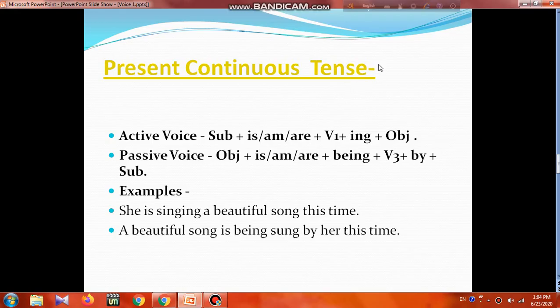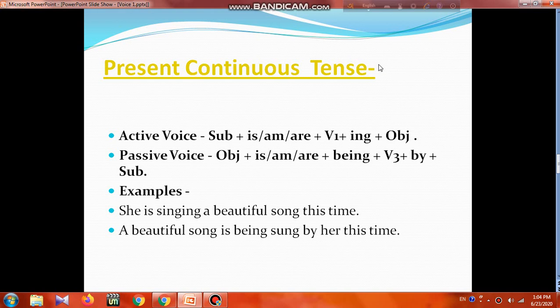So welcome to the second part of today's lecture. And in the first video we discussed the definition of voice, types of voice, and how to change the voice of indefinite tenses. And now we'll see how to change voices of continuous tense. So first we will talk about present continuous tense, how to change the voice of present continuous tense.